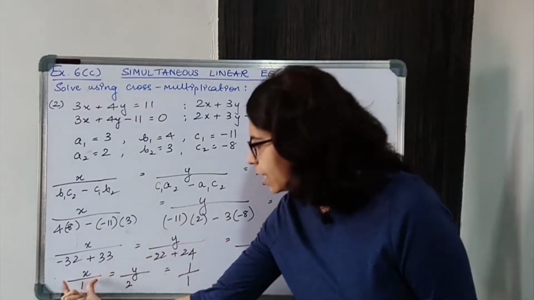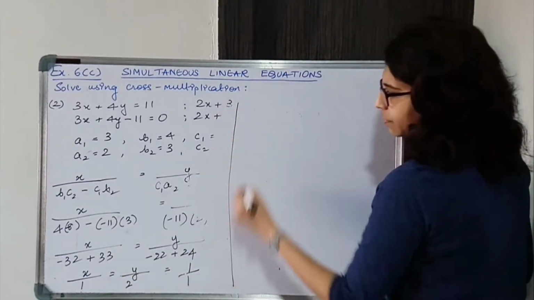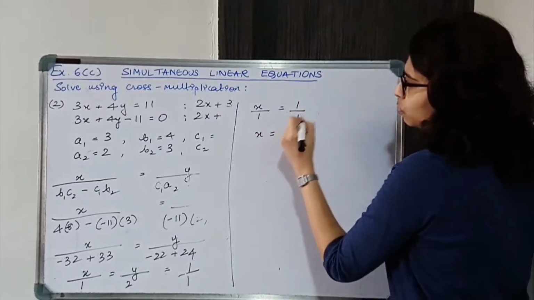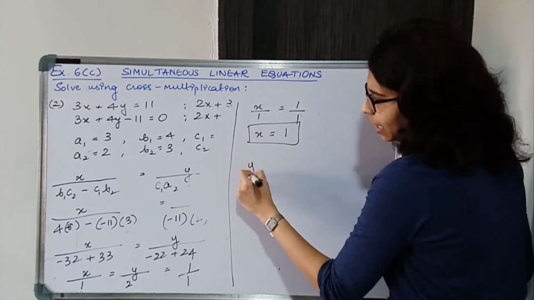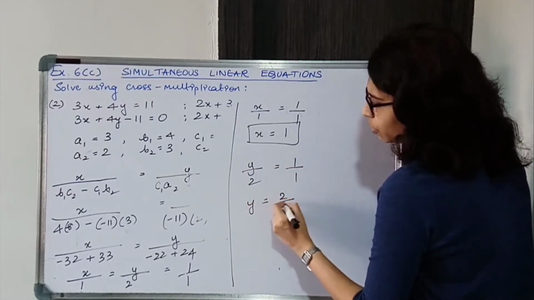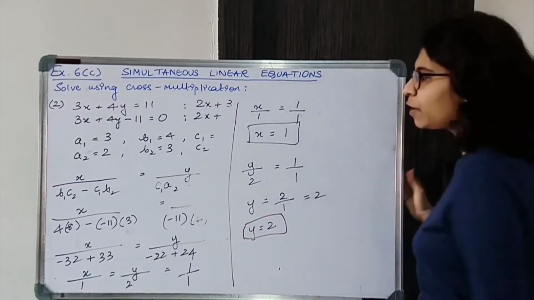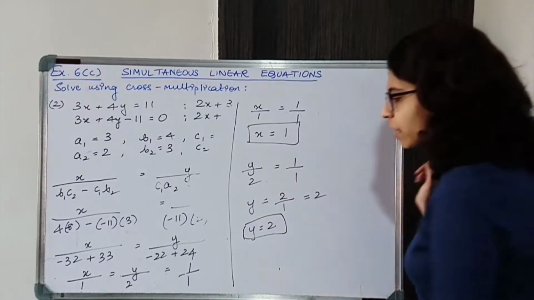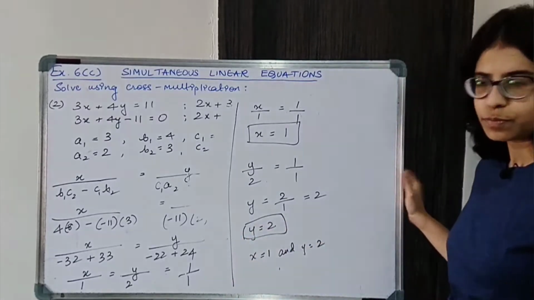Now we'll equate x with the constant and then y with the constant and find their values. So x upon 1 is equal to 1 upon 1, that is x is equal to 1. And y upon 2 is equal to 1 upon 1, so that is y is equal to 2 upon 1, that is 2. So we found the values of x and y. X is equal to 1 and y is equal to 2. Just write down the final answer. X is equal to 1 and y is equal to 2.